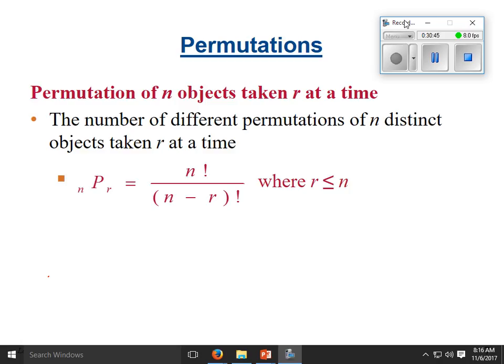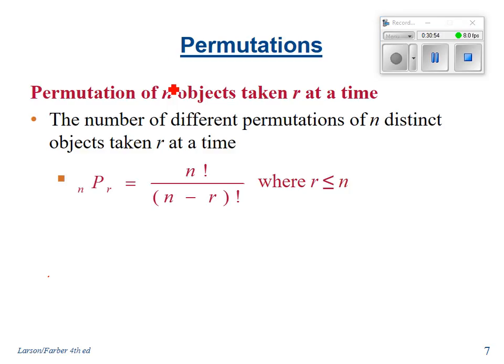Permutations of n objects taken r at a time. So you got total number of objects is n. Your n is how many total objects you have. r is how many you are taking.